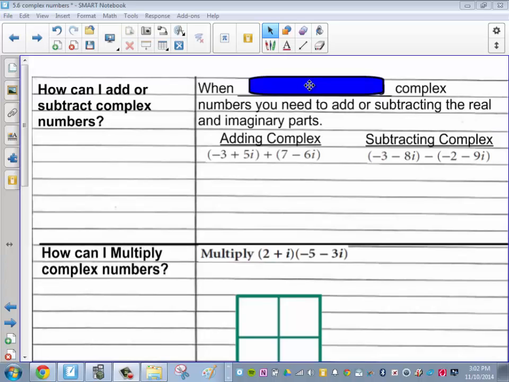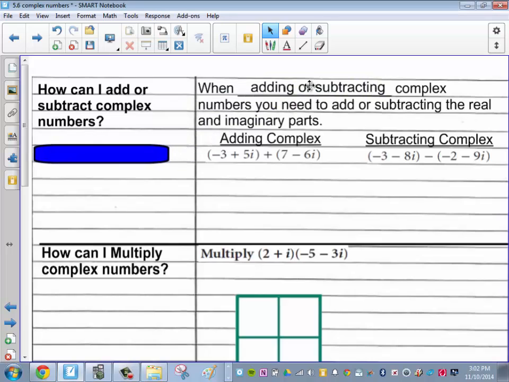So this whole section of notes, we're going to be talking about adding, subtracting, multiplying, and dividing complex numbers. And let's start by talking about adding and subtracting complex numbers. When we want to add or subtract complex numbers, what you really need to do is add or subtract the real and the imaginary parts. Okay, you want to focus on each of the different parts.